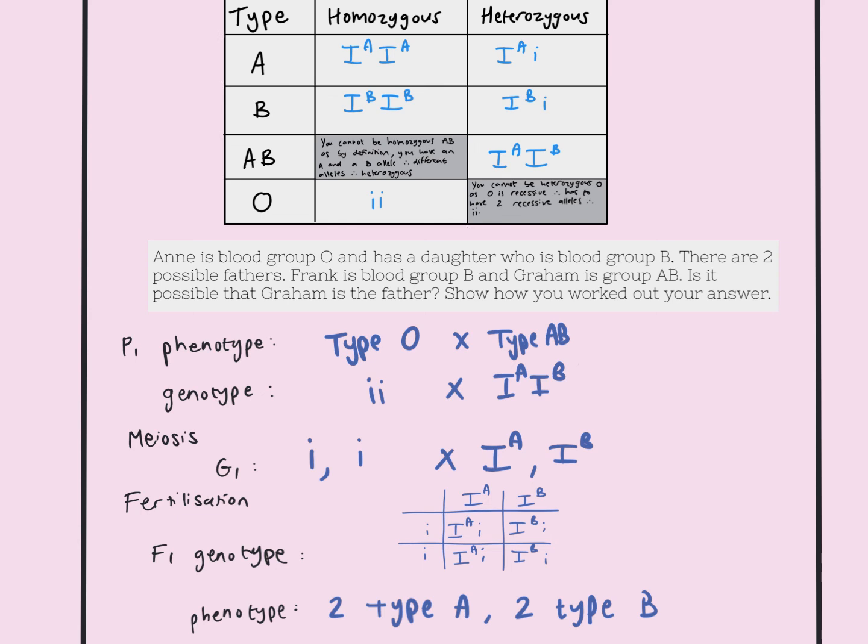So if Graham was type A, for example, if this was his genotype, it is impossible to have the daughter who is type B if the wife is type O, because the wife will give a small i and Graham would only be able to give an IA. So the daughter would end up with that genotype, which would make her type A, not type B. So it's important that we are only proving that Graham possibly is the father. And you would end your answer saying, therefore, Graham possibly is the father because his daughter could be type B.